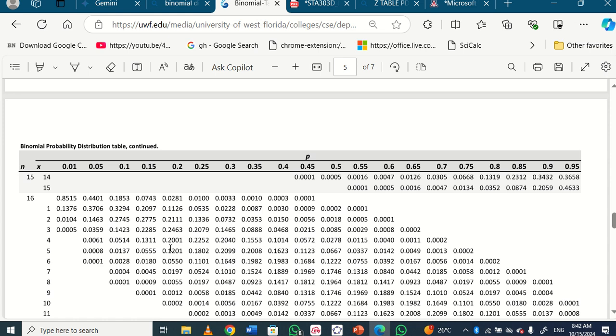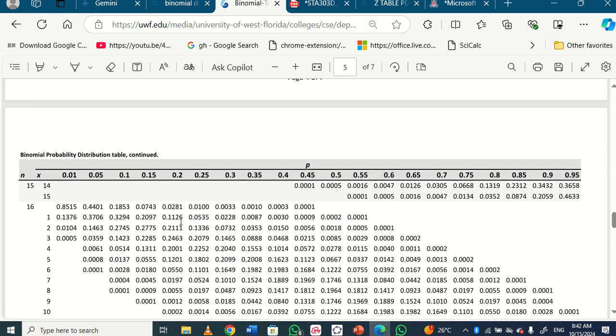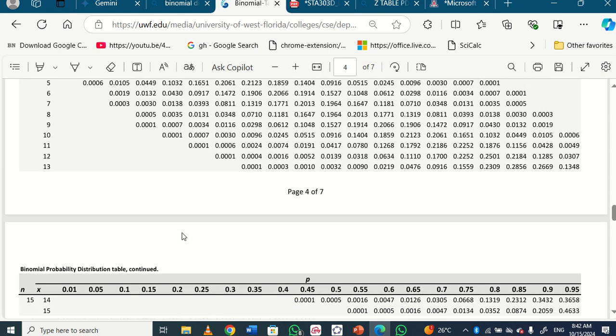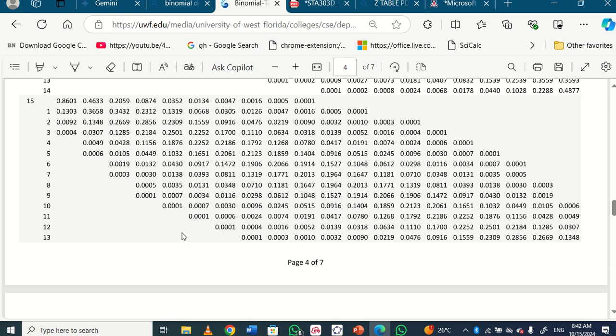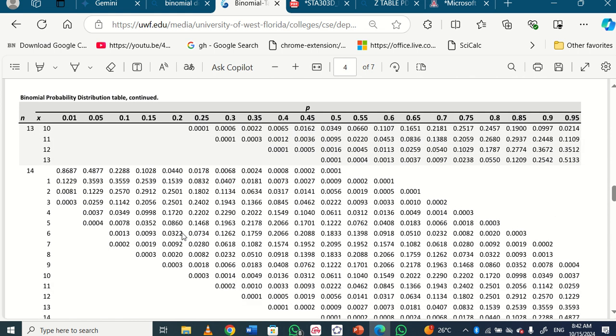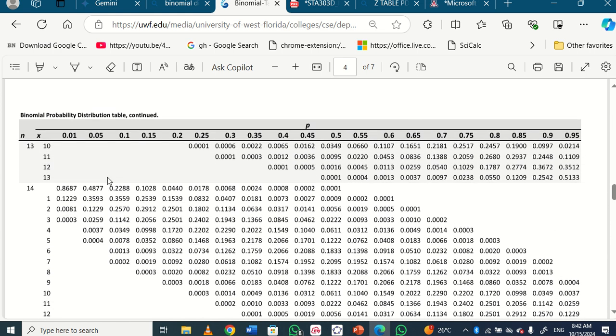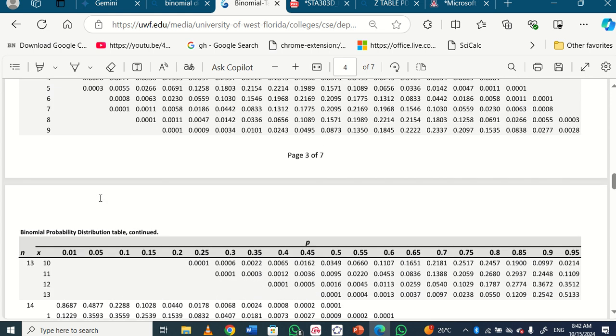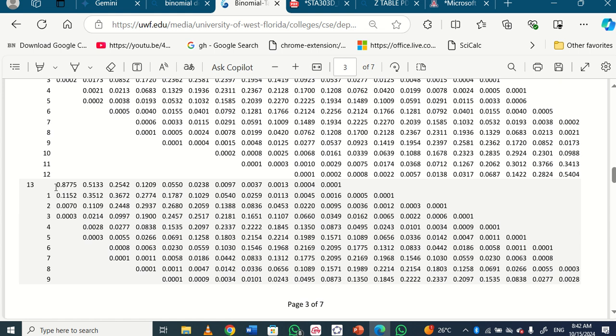We are interested in n is equal to 13 because our sample size is 13. So you scroll to this point, n is equal to 13. It continues. The n is equal to 13 starts from here. We have it here. So that is where we are going to pick our values. So let's go back.